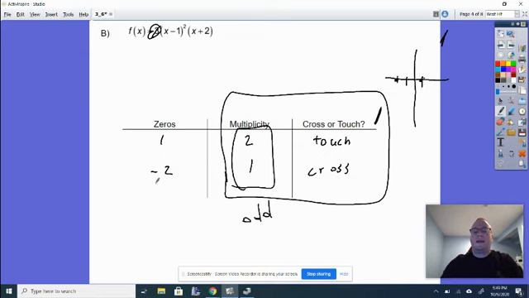Okay, so at -2, I'm going to cross. At 2, my other 0, I'm going to touch.